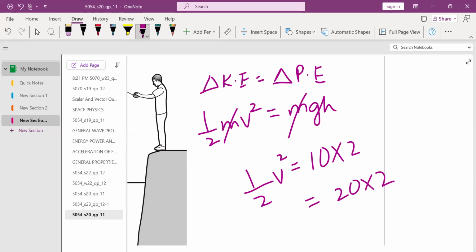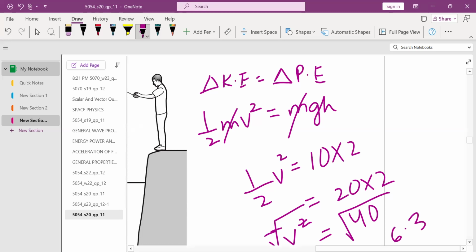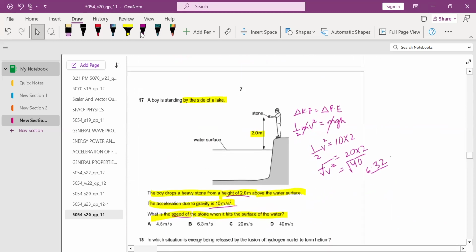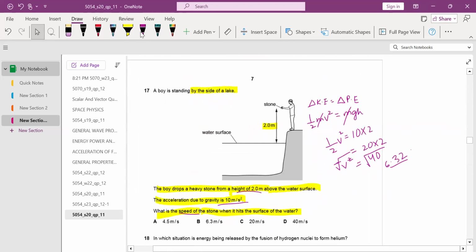20 into 2, which is 40. So here was v square, this and this. We will put root and square is cancelled. Now let's put it into the calculator, and it gives the answer 6.32. Let's look at the options. Yes, so option B is correct for question number 17, which is 6.3.